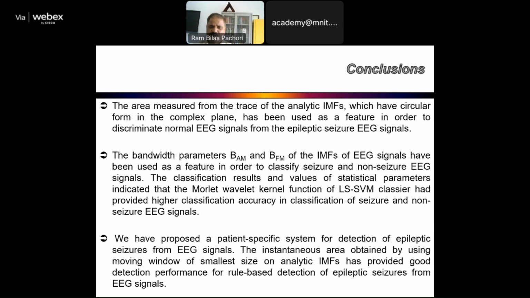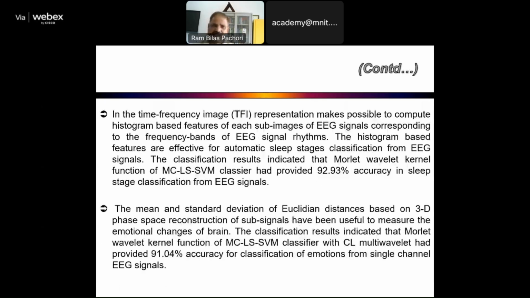We have proposed a patient-specific system for detection of epileptic seizures from EEG signals. The sequence area obtained by using a moving window of smallest size on IMFs can provide good detection performance for rule-based detection of epileptic seizures from EEG signals. And time frequency image representation makes it possible to compute histogram-based features for each sub-image of the EEG signal corresponding to the frequency bands of the EEG signal. The histogram-based features are effective for automatic sleep state classification from EEG signals.